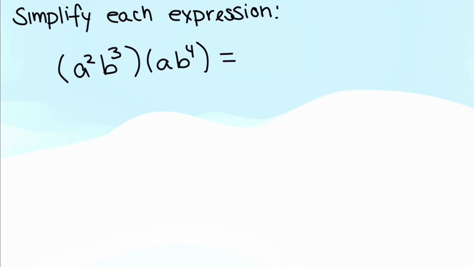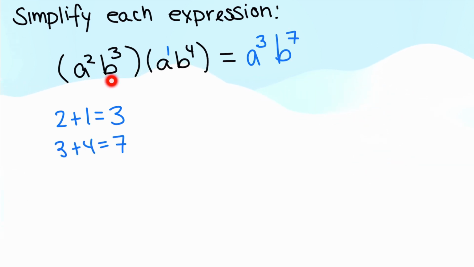So let's start by trying to simplify a squared b to the 3rd times a b to the 4th. This is a product. We're multiplying various terms with the exponents together. So I start with the a's. A squared times a, that's like an a to the 1. Product rule says we add the exponents. 2 plus 1 is 3, so that's a to the 3rd. Then I have b to the 3rd times b to the 4th. Add the exponents, that gives me b to the 7th. And that's my final answer. This simplifies down to a to the 3rd, b to the 7th.